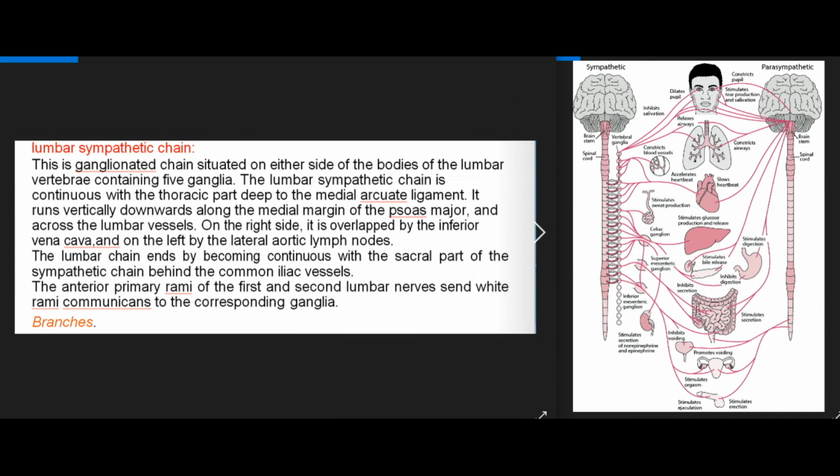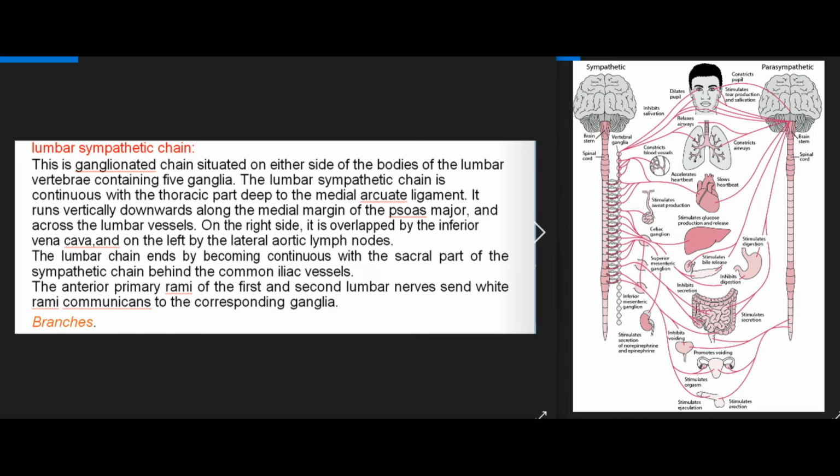Lumbar sympathetic chain. This is a ganglionated chain situated on either side of the bodies of the lumbar vertebrae containing 5 ganglia. The lumbar sympathetic chain is continuous with the thoracic part deep to the medial arcuate ligament. It runs vertically downwards along the medial margin of the psoas major, and across the lumbar vessels. On the right side, it is overlapped by the inferior vena cava and on the left by the lateral aortic lymph nodes. The lumbar chain ends by becoming continuous with the sacral part of the sympathetic chain behind the common iliac vessels.